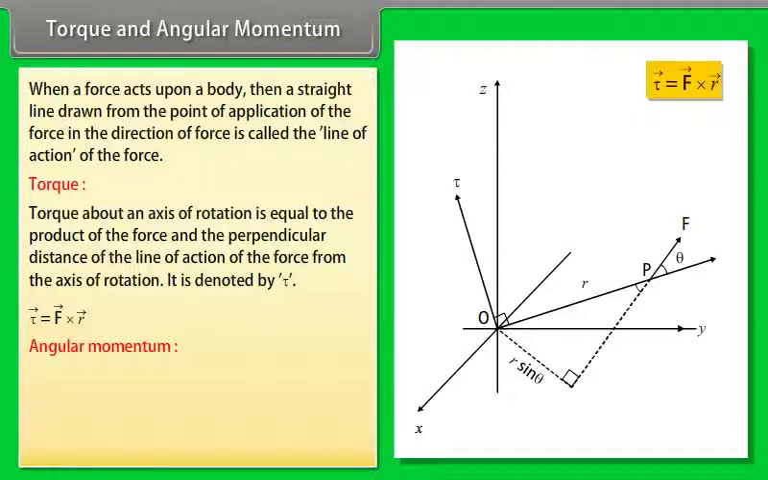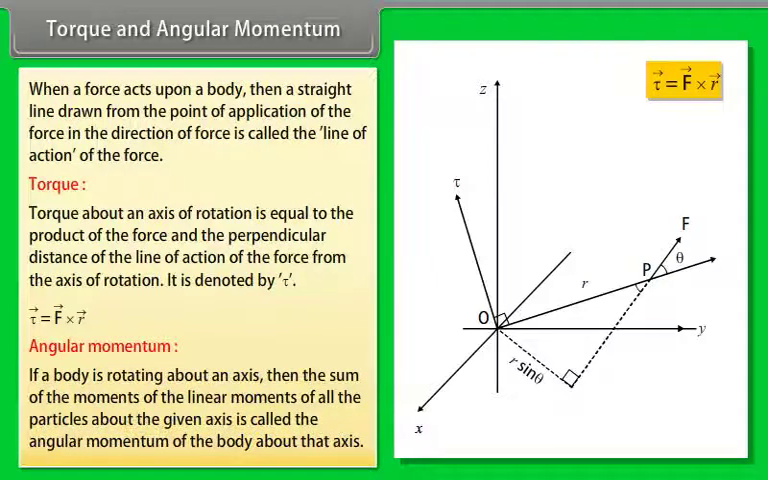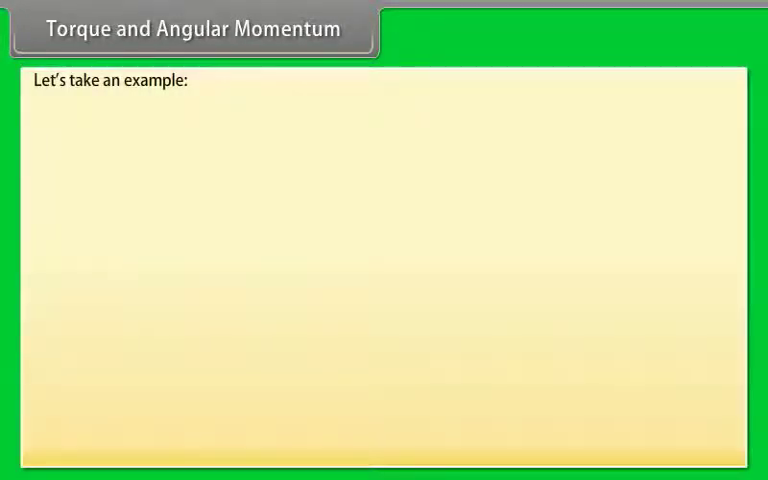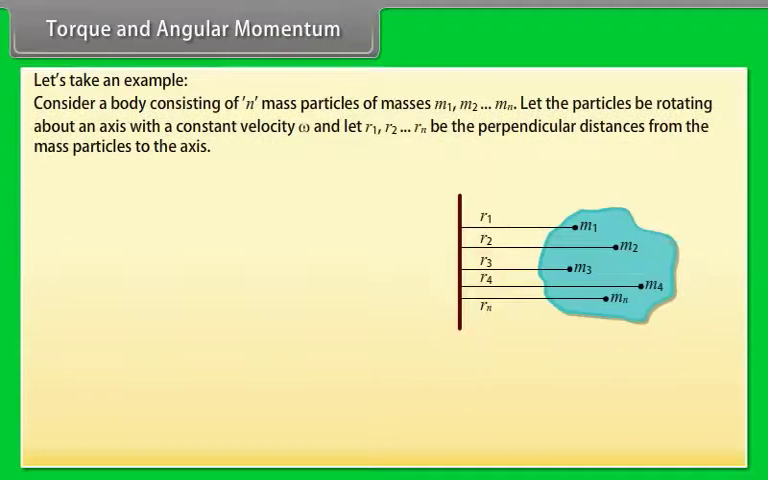Angular momentum. If a body is rotating about an axis, then the sum of the moments of the linear momenta of all the particles about the given axis is called the angular momentum of the body about that axis. Let's take an example. Consider a body consisting of n mass particles of masses m1, m2 and so on till mn. Let the particles be rotating about an axis with a constant angular velocity omega, and let r1, r2 till rn be the perpendicular distances from the mass particles to the axis.